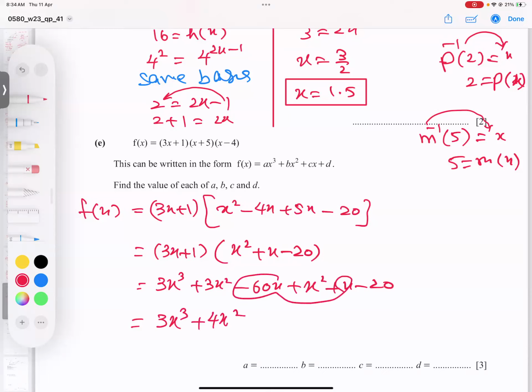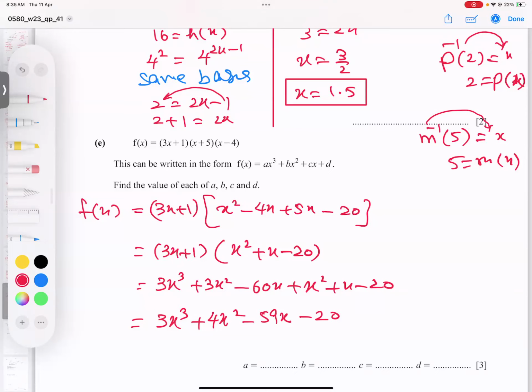And the negative 60 and this plus 1 gone, so negative 60 and plus 1, so minus 59x. I think that's clear. And negative 20 will remain at the end the same. I think the concept is clear. Nothing hard to proceed. Let me check finally. Yes, minus 59x and minus 20.